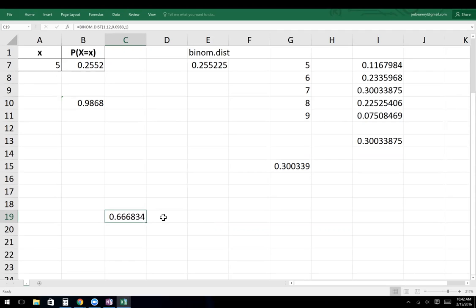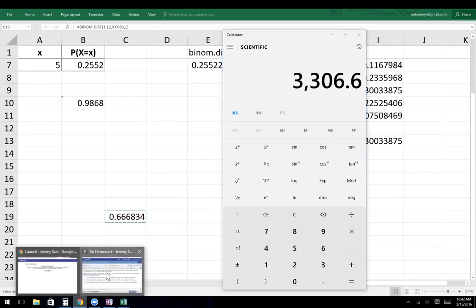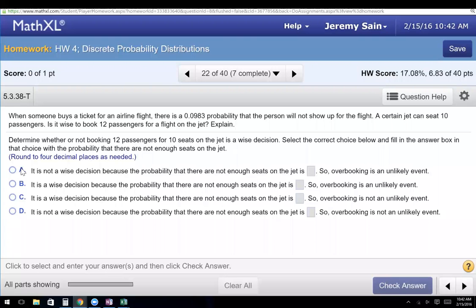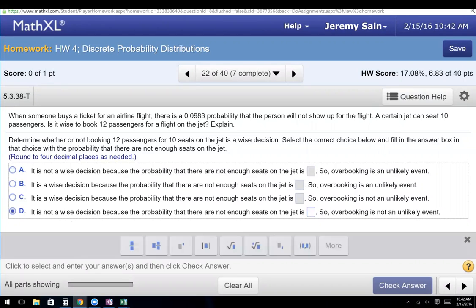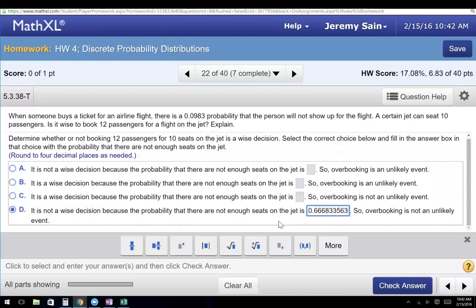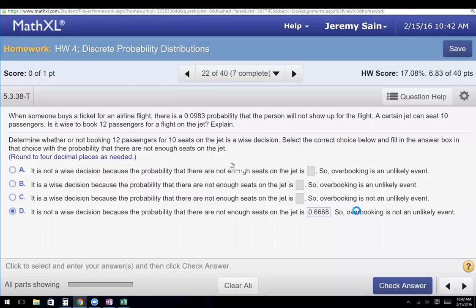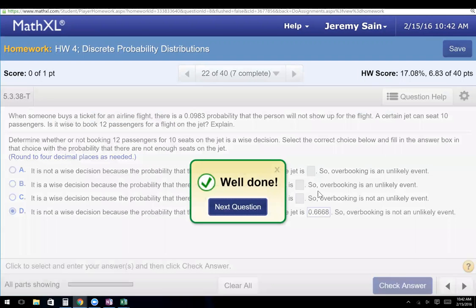So it's not a wise decision because probably there are not enough seats. It's not enough to do that. No. I hate all the reading we have to do in this problem. I mean, in these problems. Right. Okay.